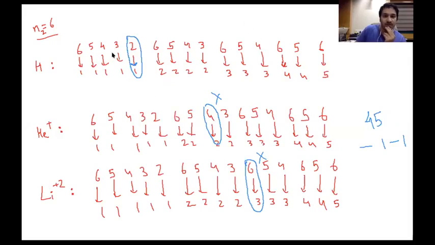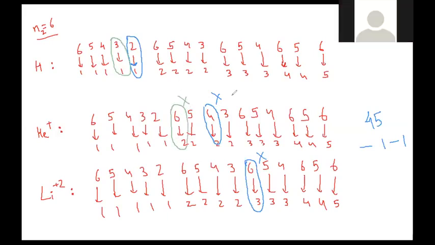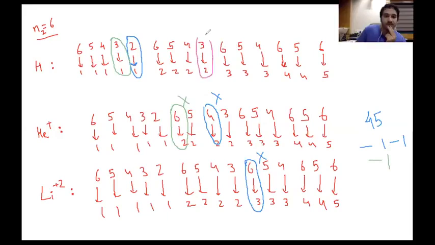I'll use another color. 3 to 1 in hydrogen will have the same photon which is emitted in 6 to 2 in helium plus. So this has also been counted twice. And 6 to 4 also cancels, so that will also be -1. Yes. Good. 3 to 2 of hydrogen. Pay attention: 3 to 1 of hydrogen and 6 to 2 of helium plus I have counted again.